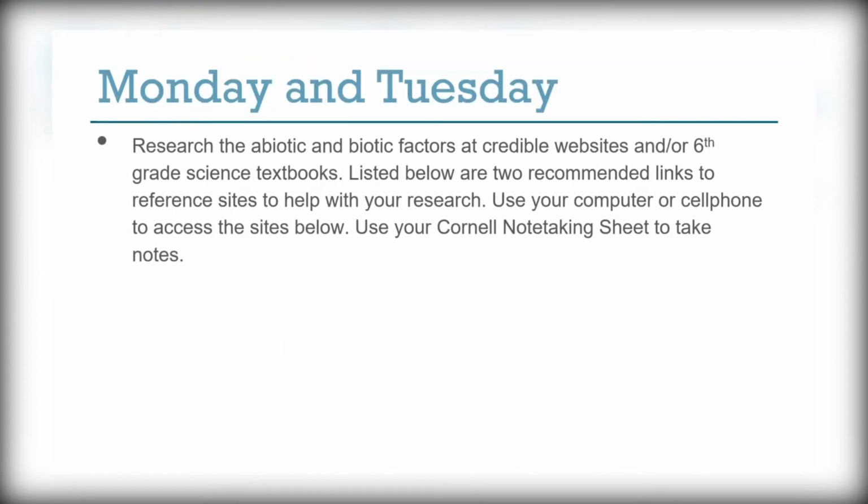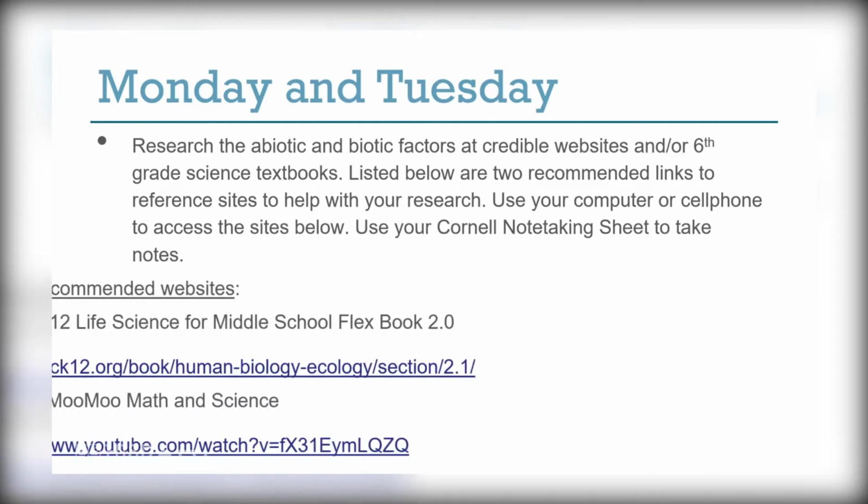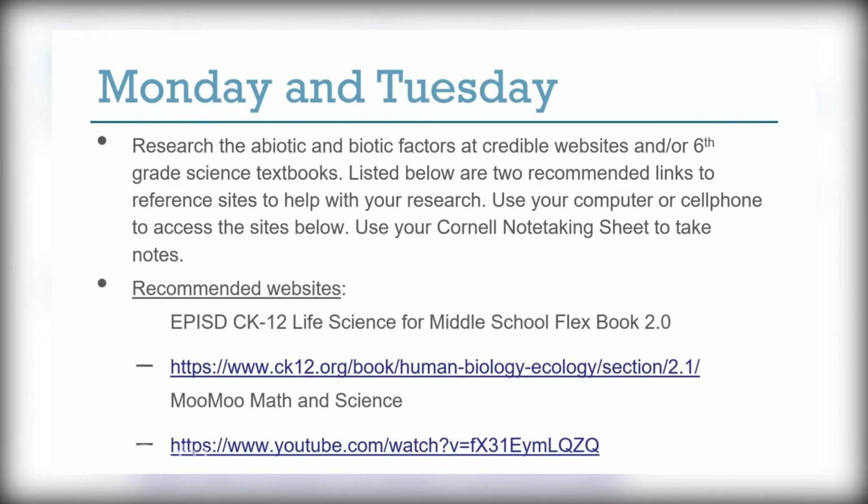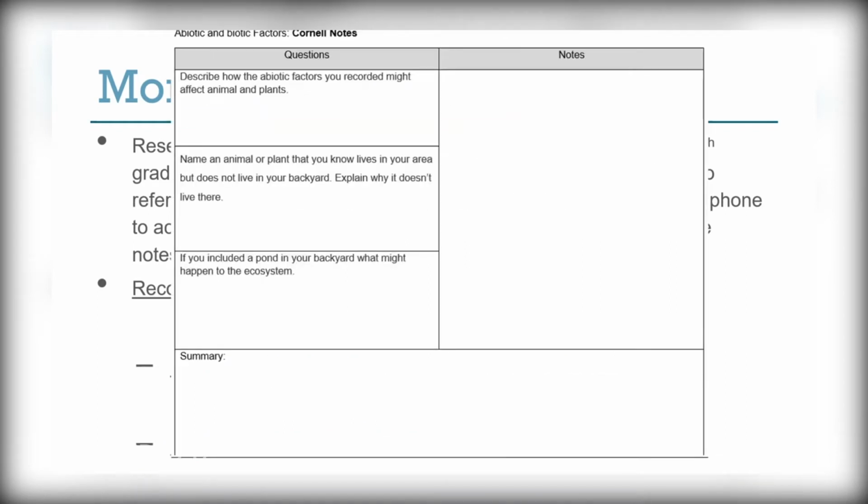On Monday and Tuesday, you will research the abiotic and biotic factors at credible websites and/or in your 6th grade science textbook. Listed below are 2 recommended links to reference while you do your research. Use your computer or cell phone to access the websites. While you are viewing the websites, use your Cornell note-taking sheet to take notes. Here's an example of what your Cornell notes could look like.